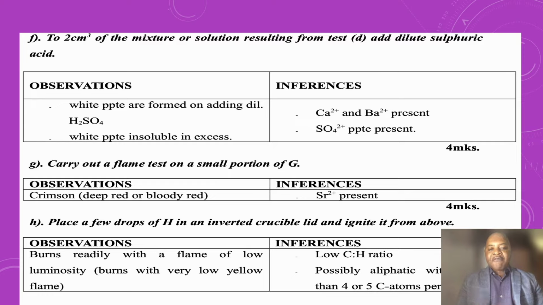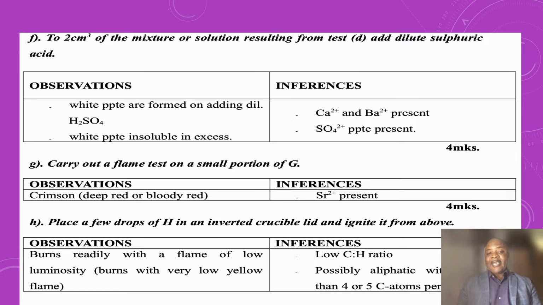Now, I will advise that you should be used to all laboratory equipment. All the apparatus used in the laboratory, you should be versed with them. In one of my previous videos, there is a display of all the apparatus that are used in the laboratory and what they are used for. So go to the previous video, on experimental skills and experimental techniques in the laboratory. There you will see what each apparatus is used for, and so on. You should know what an inverted crucible lid is. So place a few drops of H in an inverted crucible lid and ignite it from above.